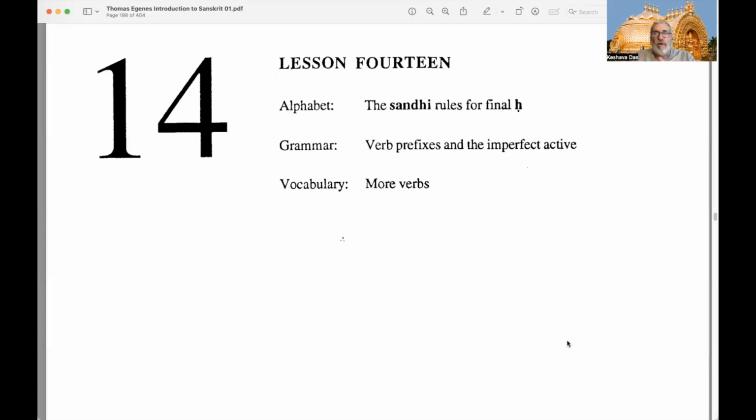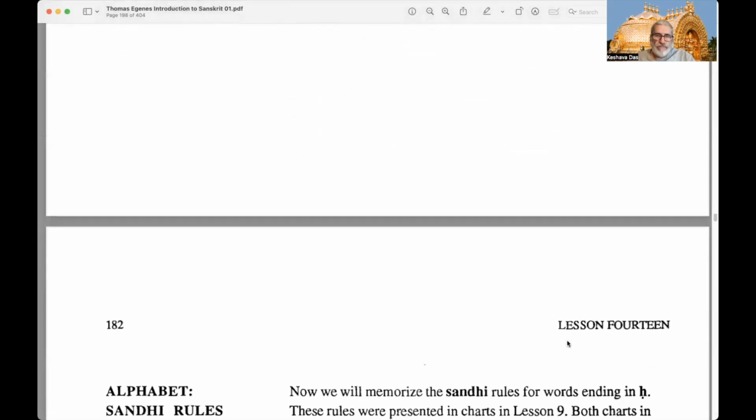And then further on, we'll learn not just about the active and the middle, but also how to form the passive, if anybody understands what the passive means. We'll talk about that later when it comes up. Okay, so let's continue on.